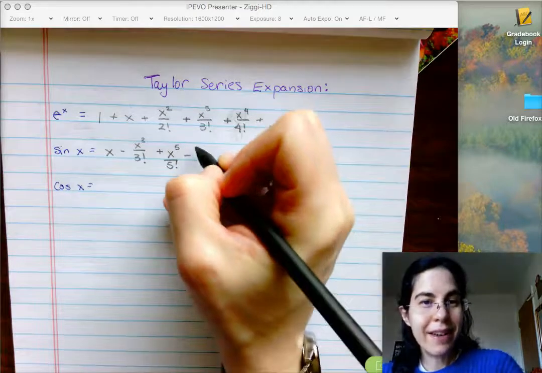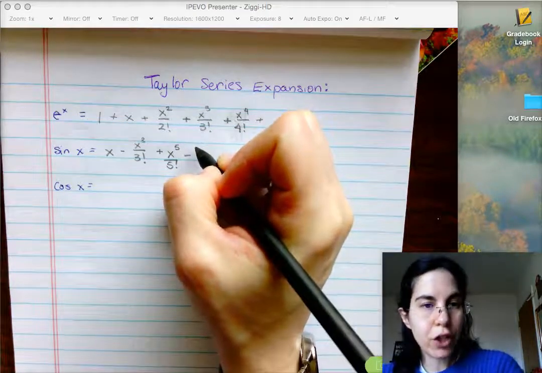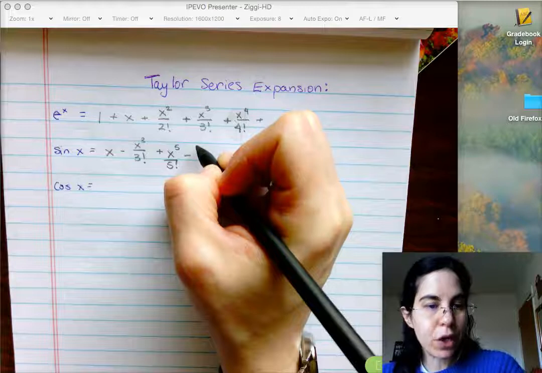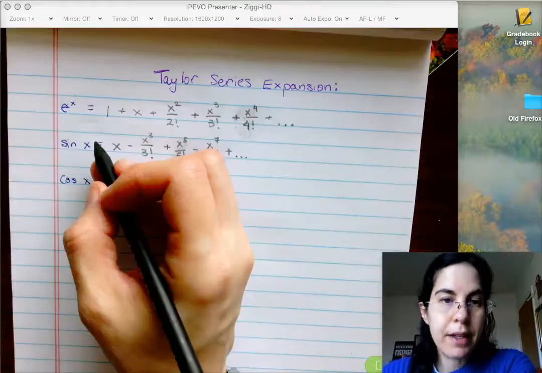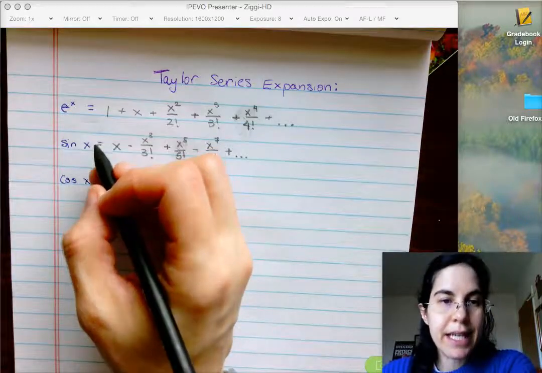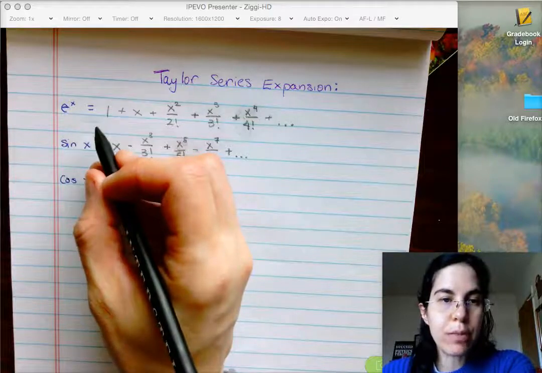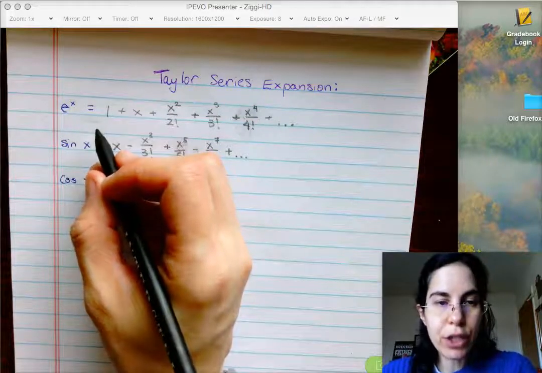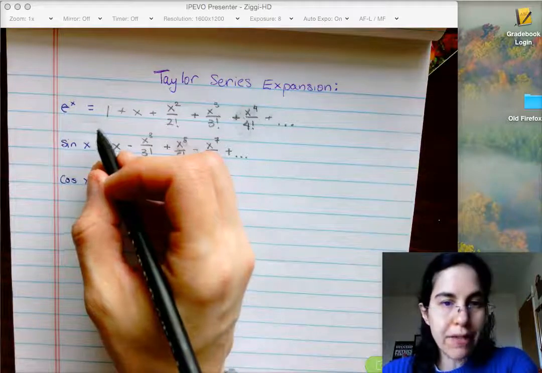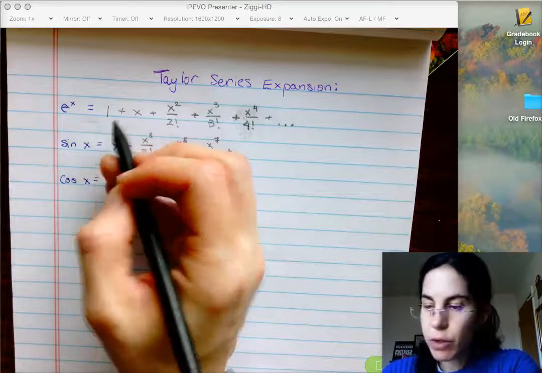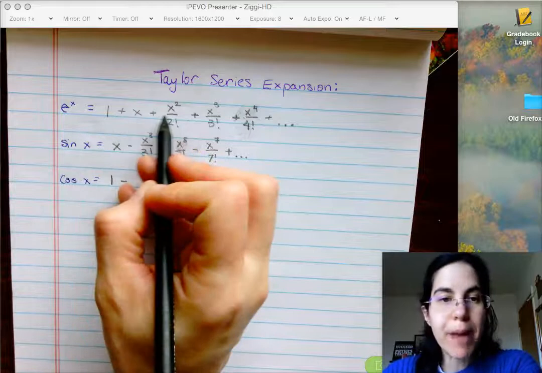See the pattern? Fantastic. Pause and finish it off on your own. See how the sine series relates to the e to the x series. It's that the sine series is simply the odd-numbered terms from the exponential series. You're perfectly right. That would leave cosine as the even-numbered terms, and we're going to have to work the pattern backwards from here.